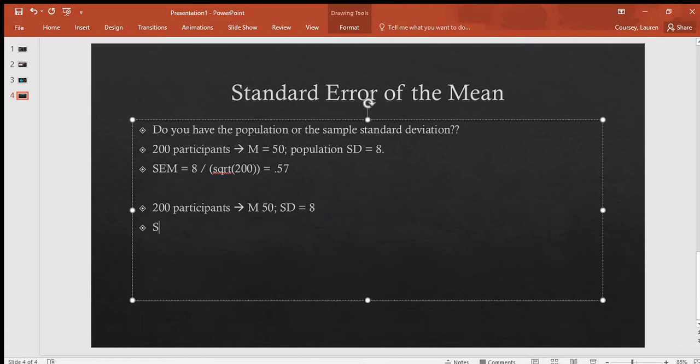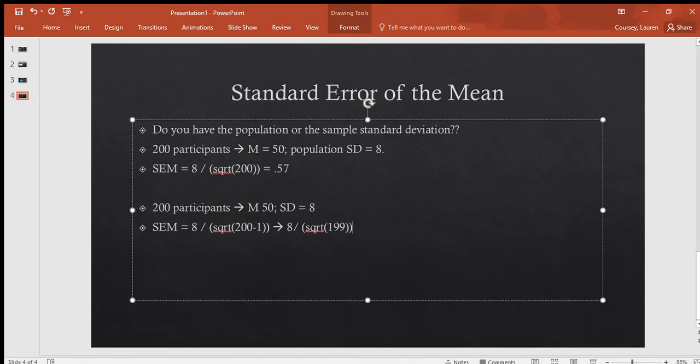So now, the formula for our standard error of the mean is just a little bit different. We would take the same standard deviation, this time our sample standard deviation of 8, divided by the square root of 200, our N, minus 1. So our calculation would actually be 8 divided by the square root of 199.